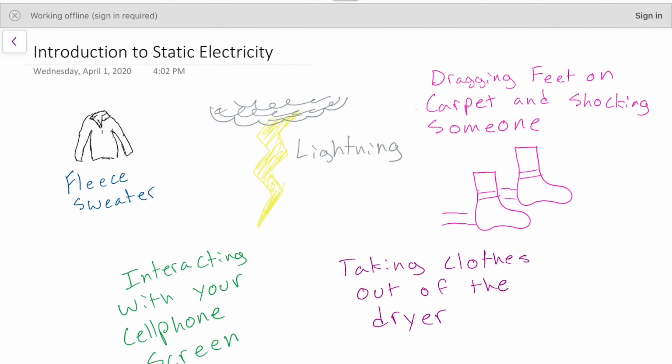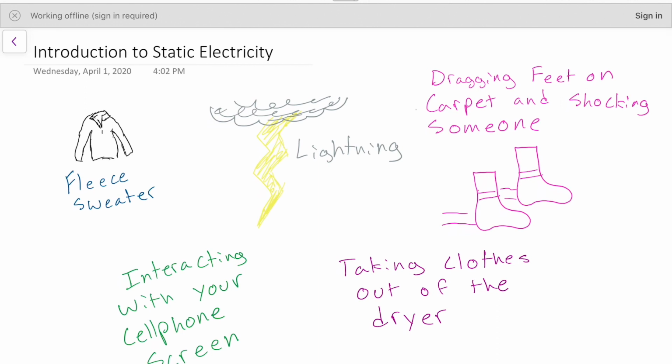Have you ever taken your fleece sweater off and felt that static electricity in your hair, that little crackling sound? Maybe you've seen lightning before and heard the thunder after that. Or maybe you've just dragged your feet across the carpet and shocked a doorknob, or maybe even shocked your siblings.